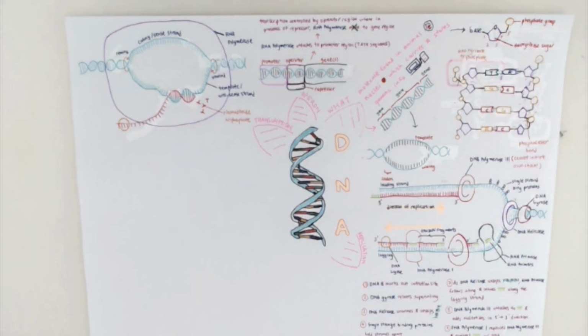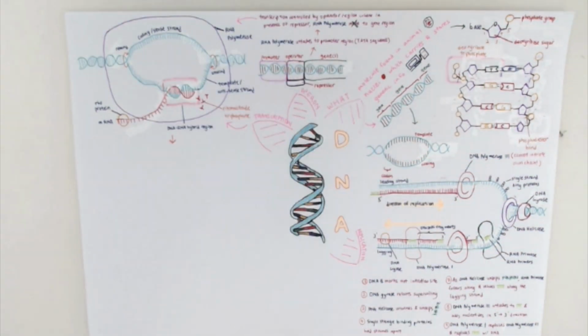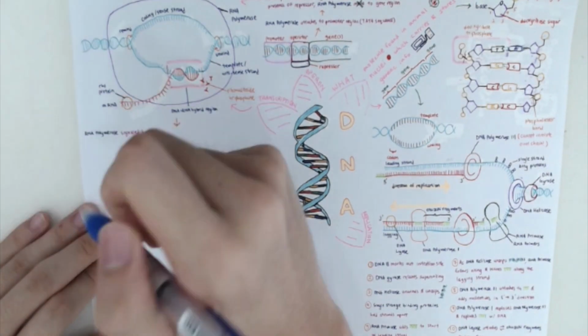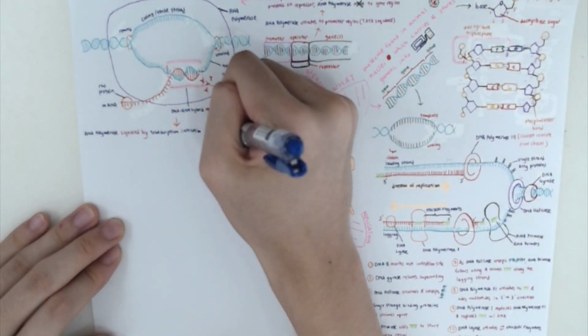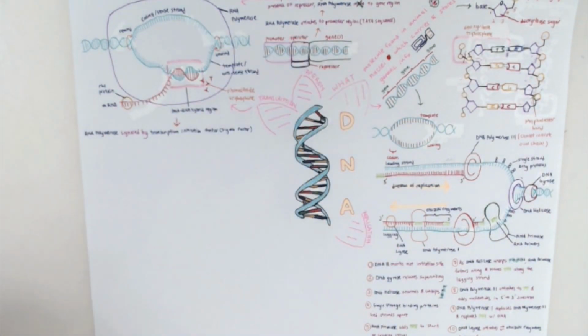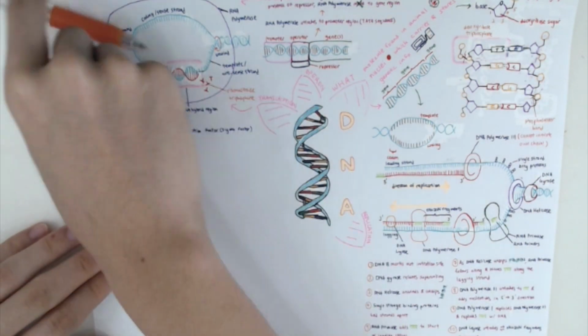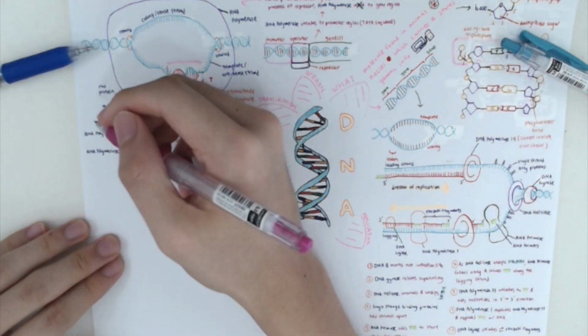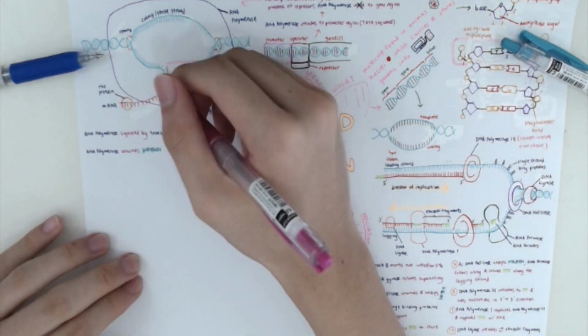Okay, so now to transcription. RNA polymerase is signaled to attach to the promoter region of an operon by a transcription initiation factor, also called a sigma factor. Once attached to the DNA strand, the enzyme begins unwinding the double helical structure of DNA. This separates the coding and template strands.